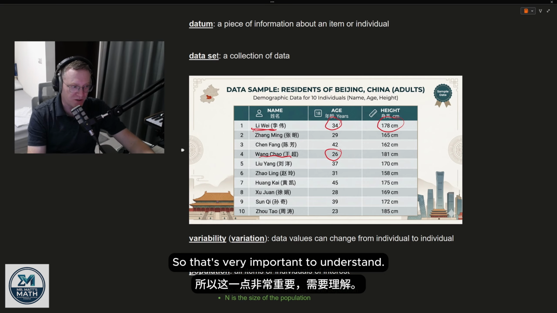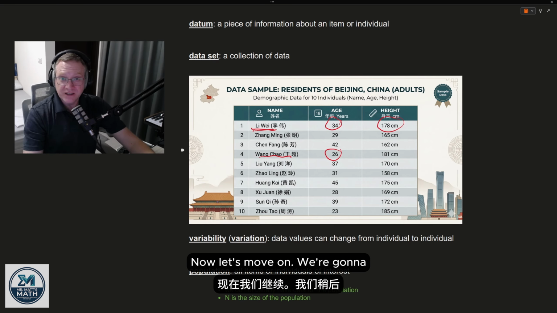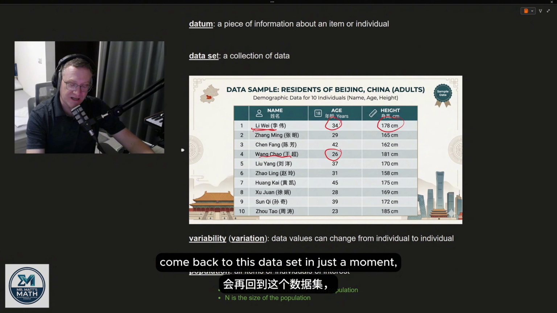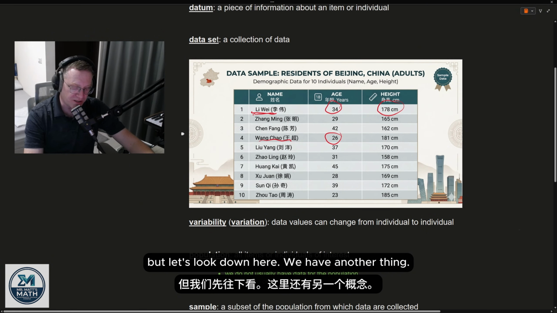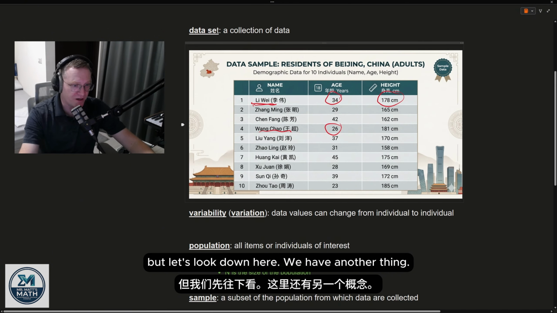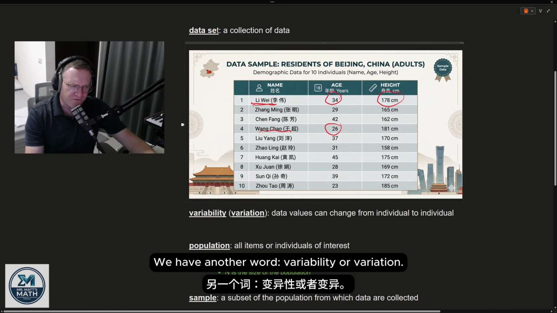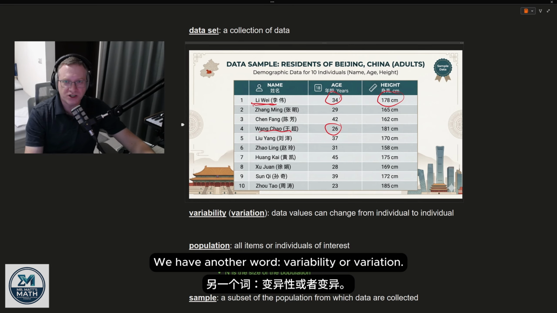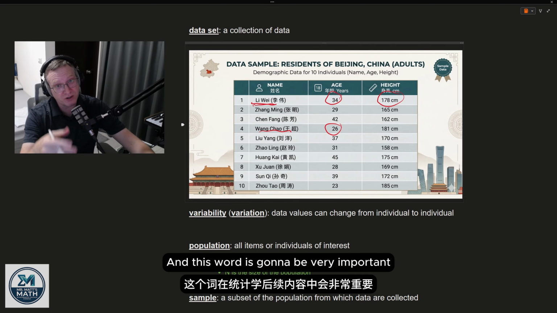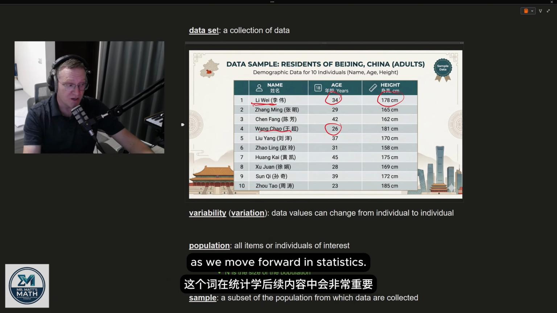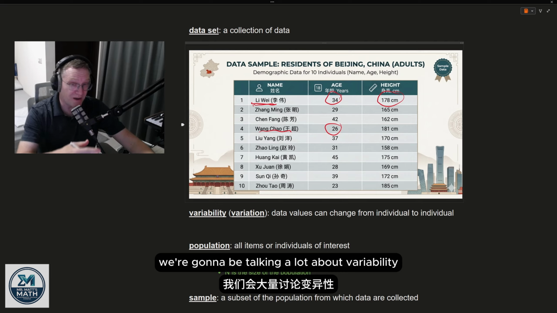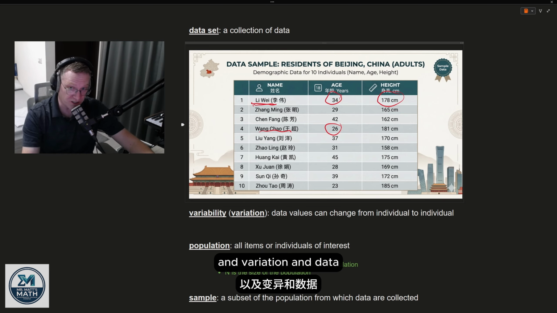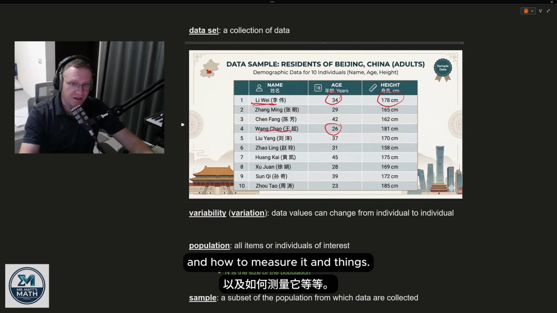So that's very important to understand. Now, let's move on. We're going to come back to this data set in just a moment. But let's look down here. We have another word, variability or variation. And this word is going to be very important as we move forward in statistics. We're going to be talking a lot about variability and variation in data and how to measure it.